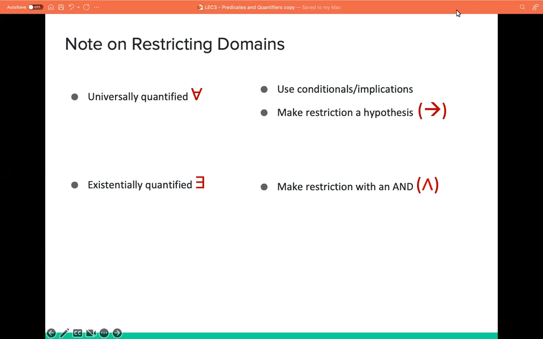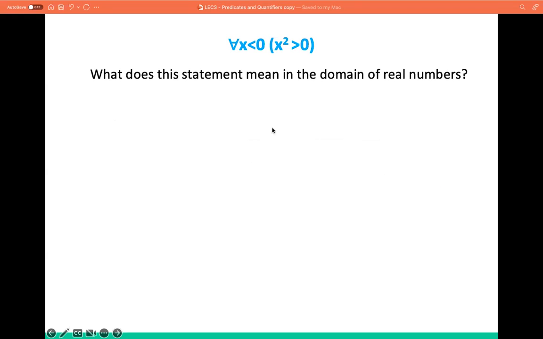In the previous video, we discussed quantifiers with restricted domains. We discussed that for variables that are universally quantified, in order for us to meet our restriction, we use conditionals or implications. In other words, the restrictions are made as hypotheses. Meanwhile, for existentially quantified variables, we make the restriction by using an and operator. Here are some other examples.